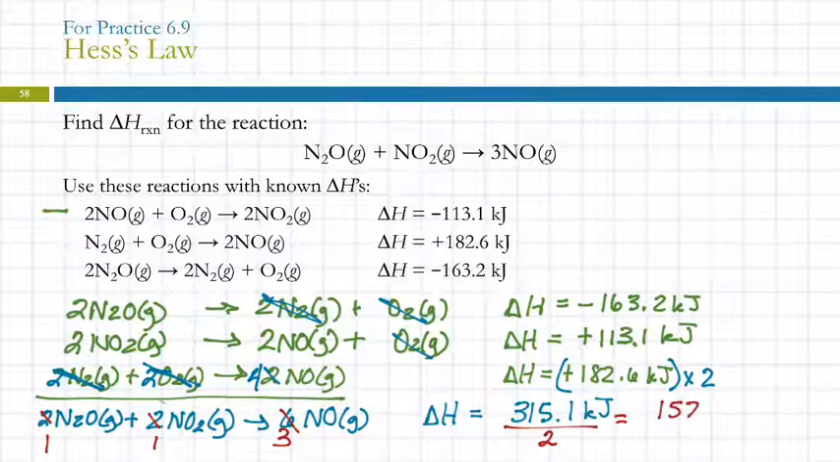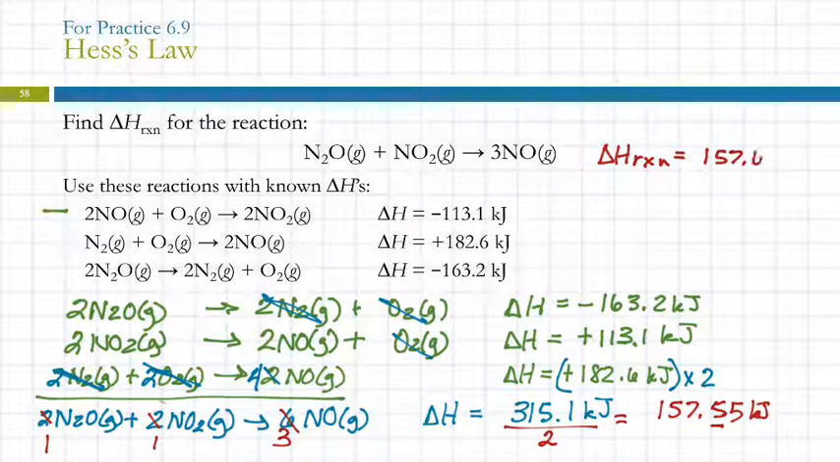Calculator says 157.55 kilojoules, and that should be at 1 decimal place. So then up here I'm going to call that 157.6. Any questions?